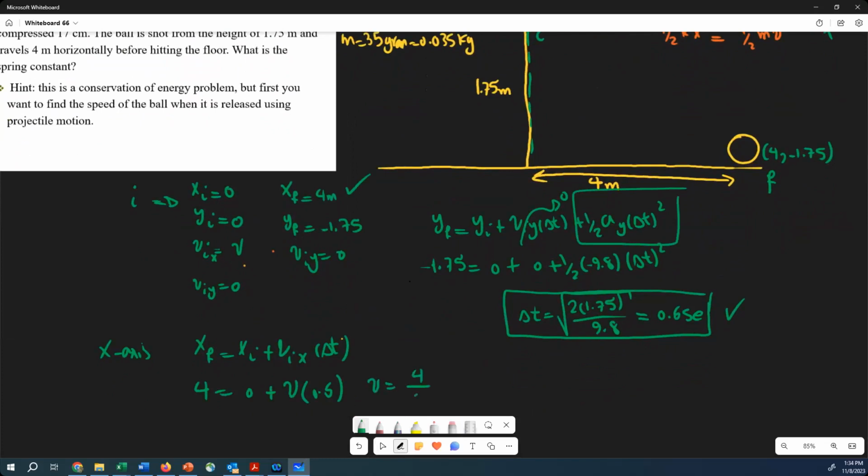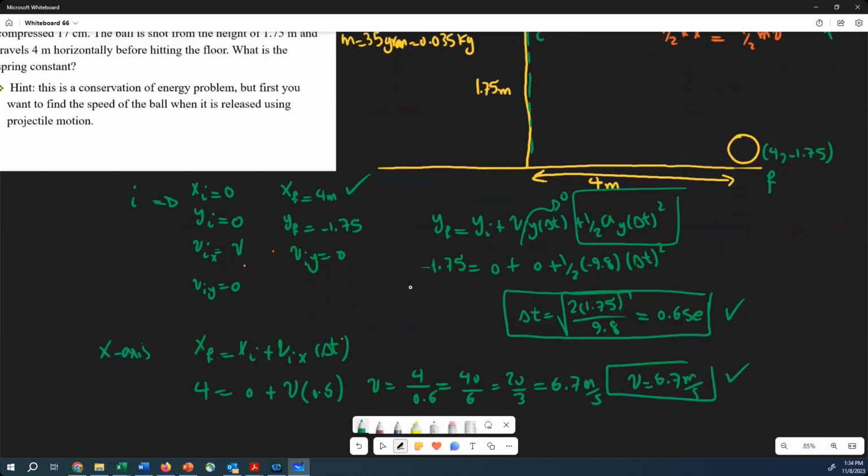Okay, so V is going to be what? 4 divided by 0.6. Go ahead and calculate this. It's going to be 40 divided by 6, or 20 divided by 3. What is the velocity? 6.67, let's say 6.7 meter per second. Velocity is going to be 6.7 meter per second. Good?